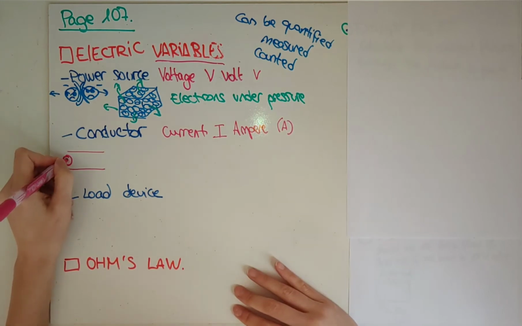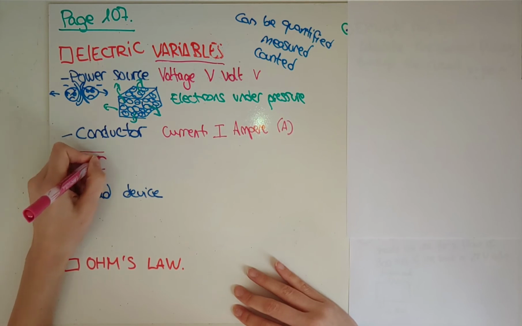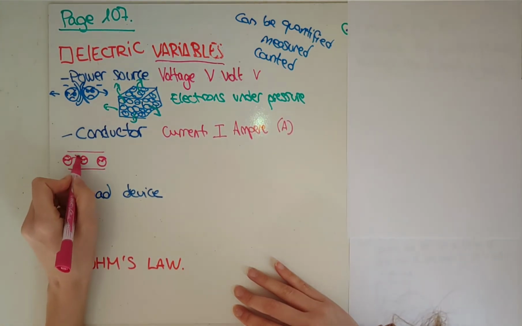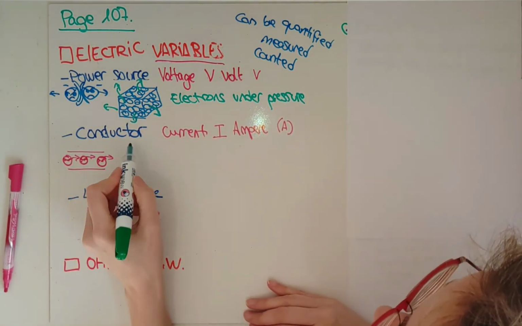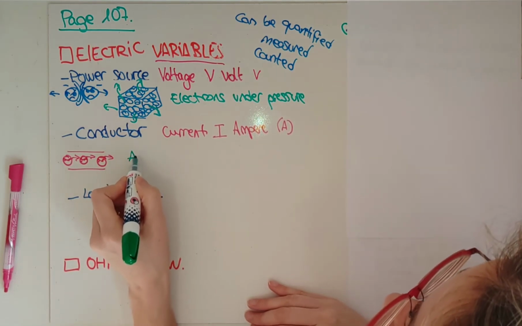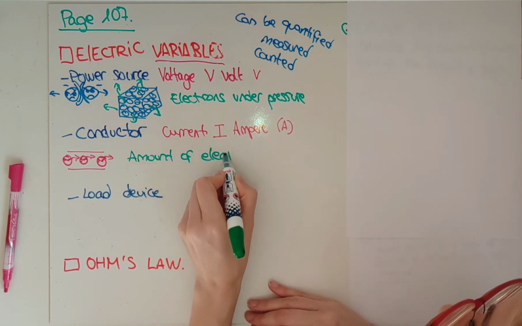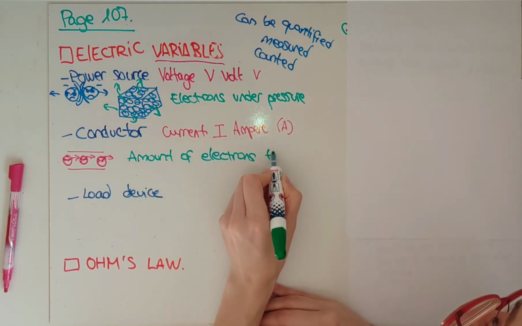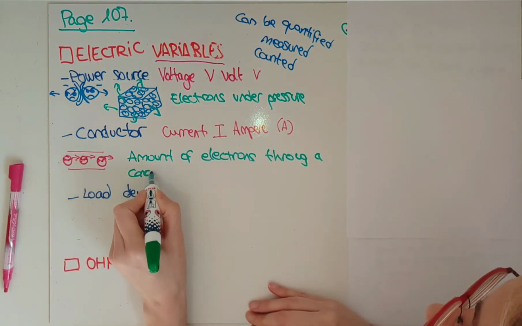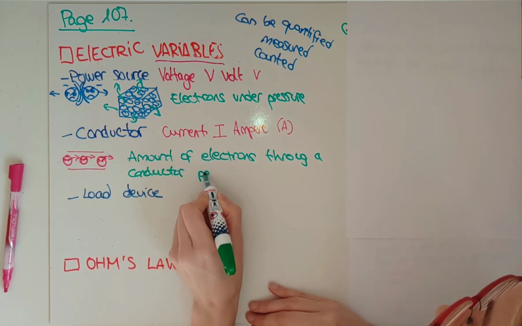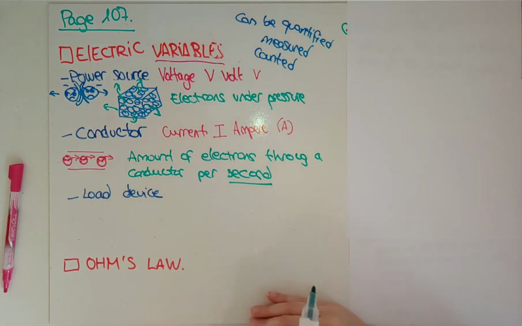So the concept of the current is the amount of electrons through a conductor per second, right? Or in a second.